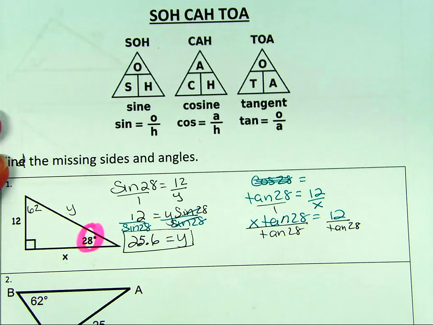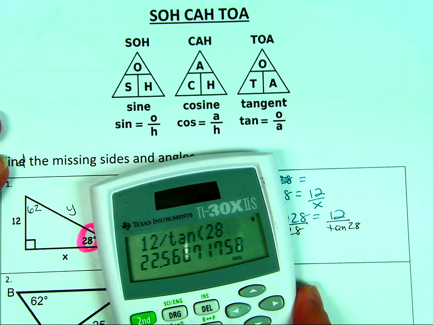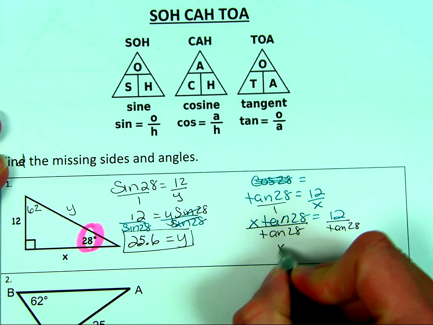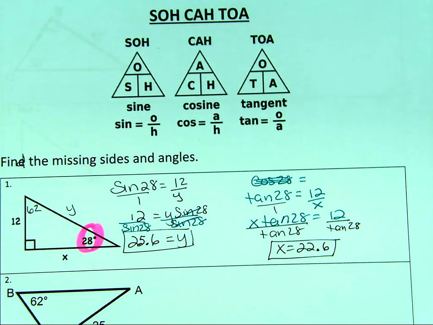And again, I'm going to use my calculator. I'm going to say 12 divided by the tangent of 28. And it says 22.56, so 22.6. X equals 22.6. And then I always like to sit back and say, does that make sense?